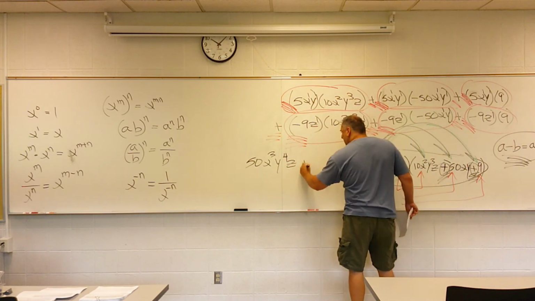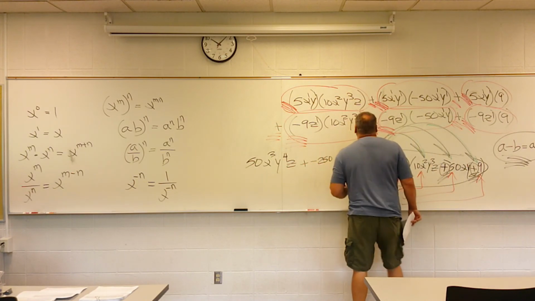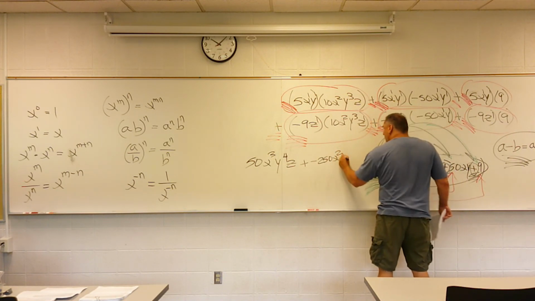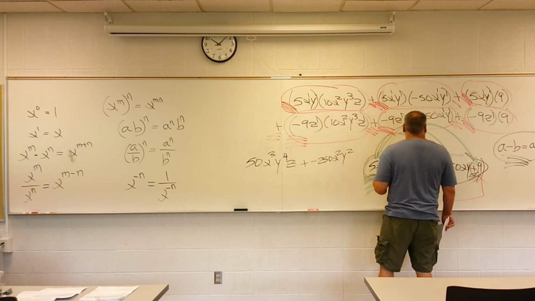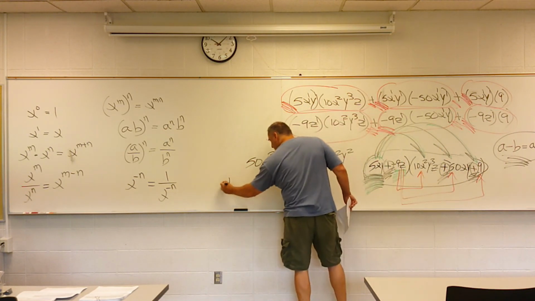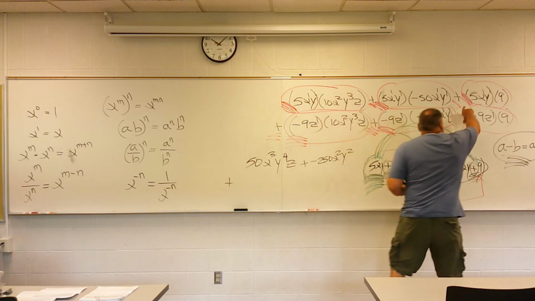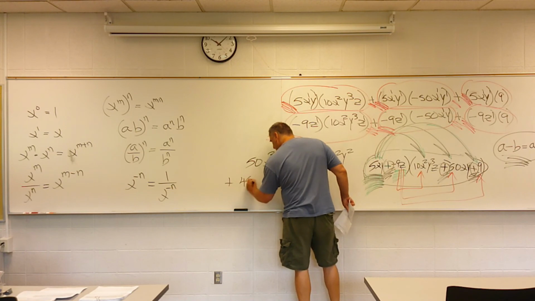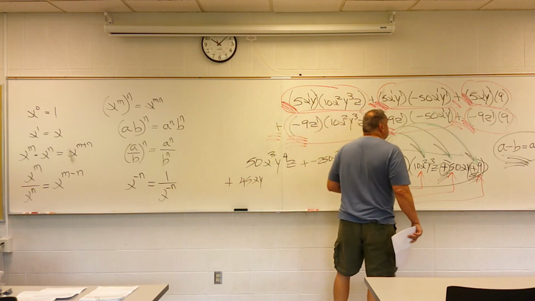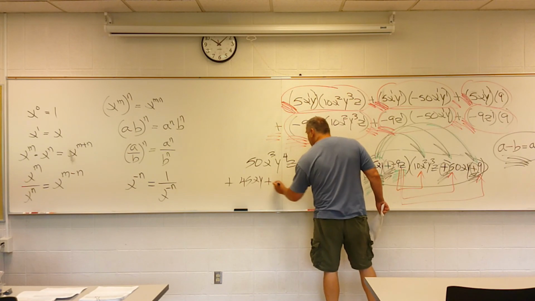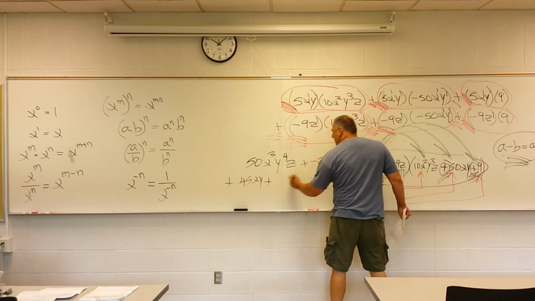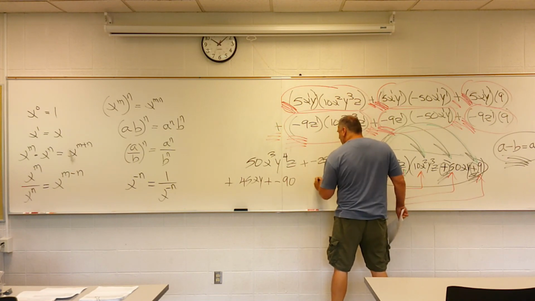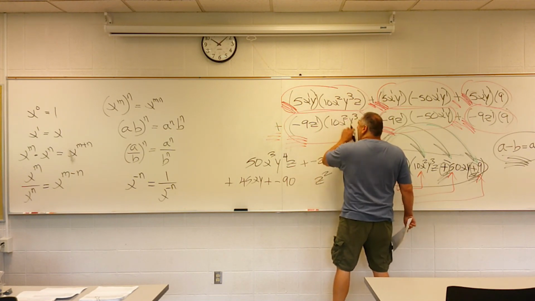5 times negative 50, negative 250. X to the 1 times x to the 1, 1 and 1 is 2. Y to the 1 times y to the 1, 1 and 1 is 2. 5 times 9, 45. X to the 1, y to the 1. Negative 9 times 10, negative 90. Z to the 1 times z to the 1 is z to the 2. The other guys just stick around for the ride.